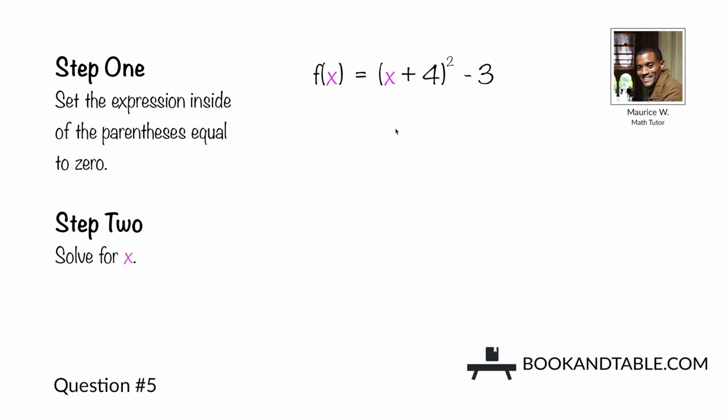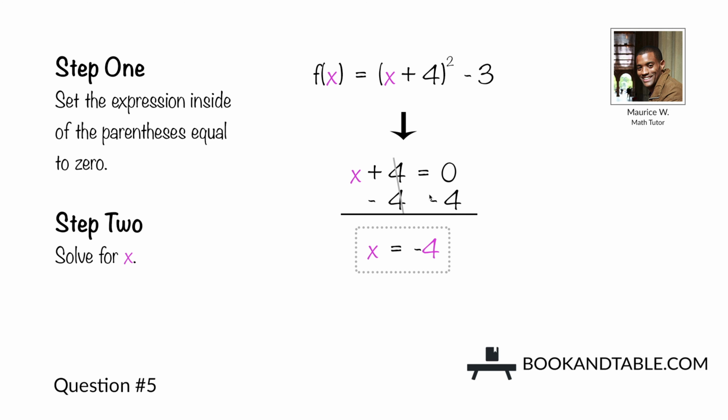Step 1, set the expression inside of the parentheses equal to 0. So that would be x plus 4 is equal to 0. And now step 2, we want to solve for x. And we'll do so by subtracting 4 from both sides. So that shows us that x is equal to 0 minus 4, which is negative 4.